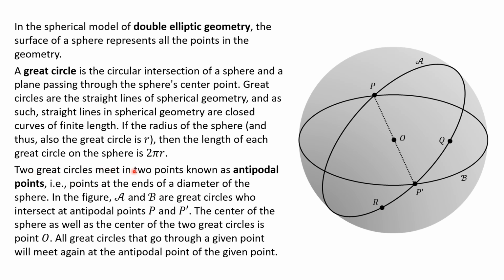Two great circles meet in 2 points known as antipodal points. So we see here our great circles A and B meet at points P and P prime. And that's true for any two great circles. They always meet at antipodal points.